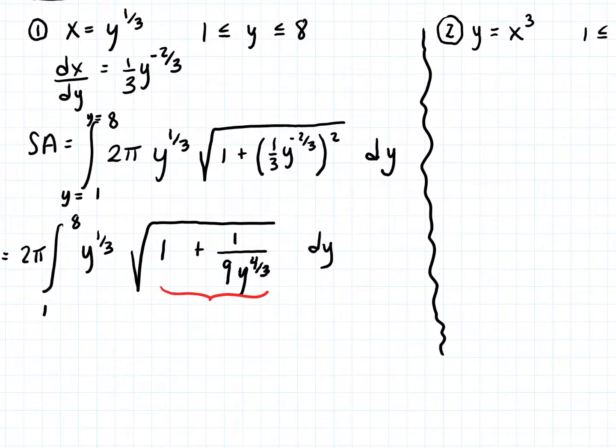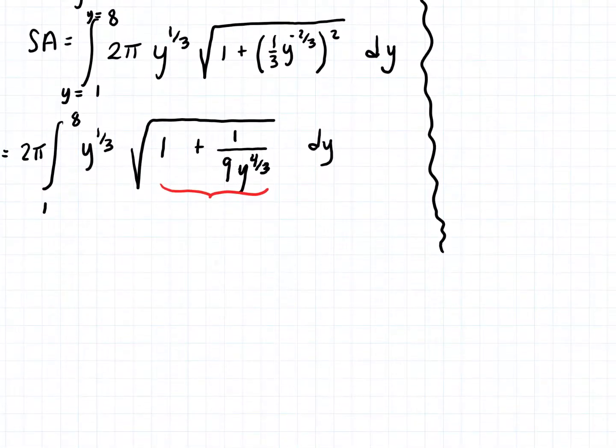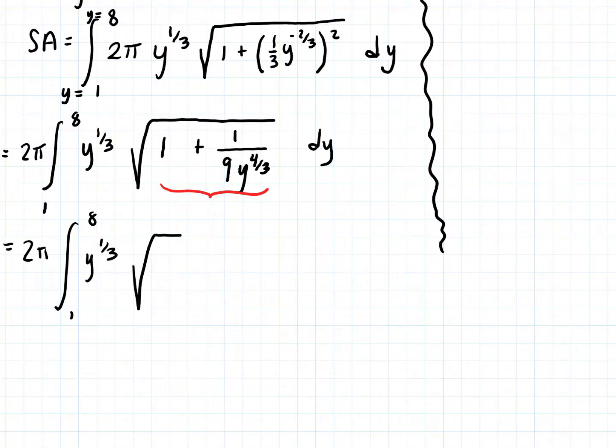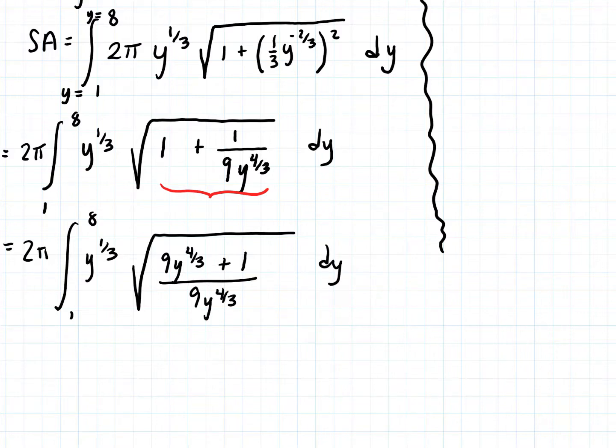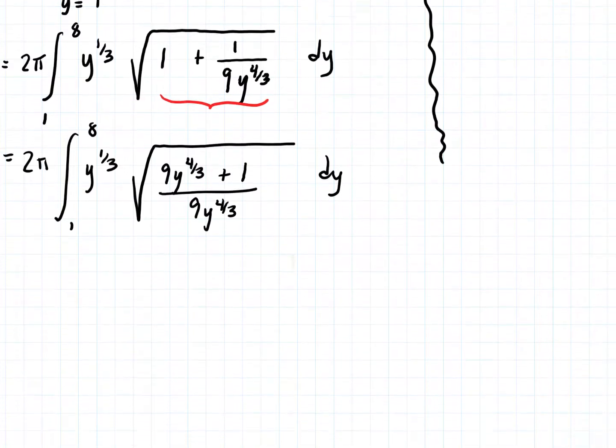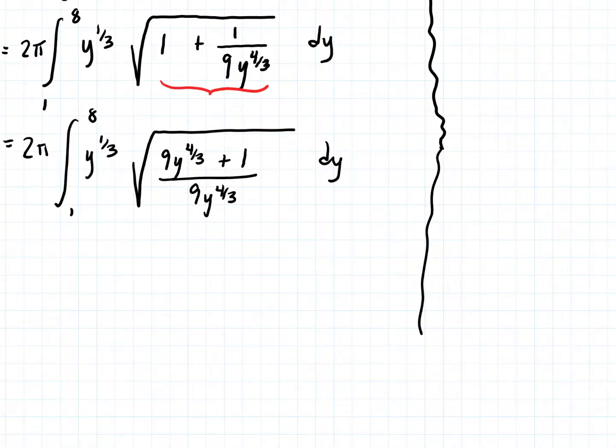And so then we're going to have 2 pi, still got that y to the 1/3. This is now going to become, when I find that common denominator and add those two fractions, 9y to the 4/3 plus 1 over 9y to the 4/3. And even though that denominator has a fractional exponent, it is a perfect square. So I'm going to just keep with the algebra here and continue to simplify, simplify, simplify.